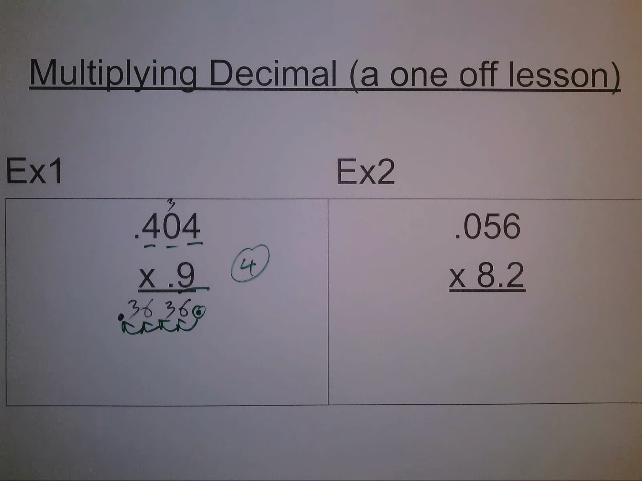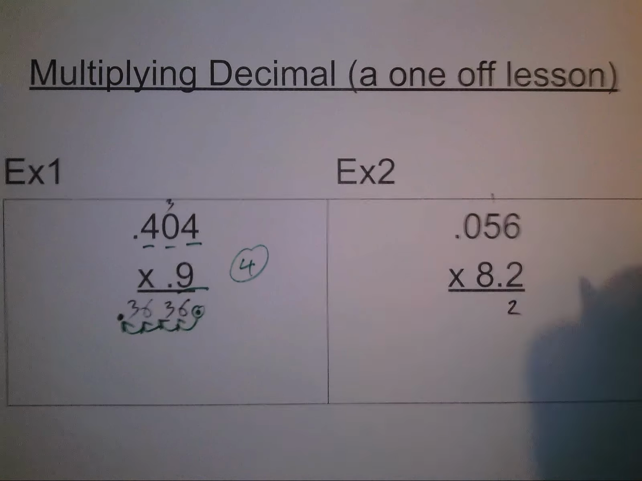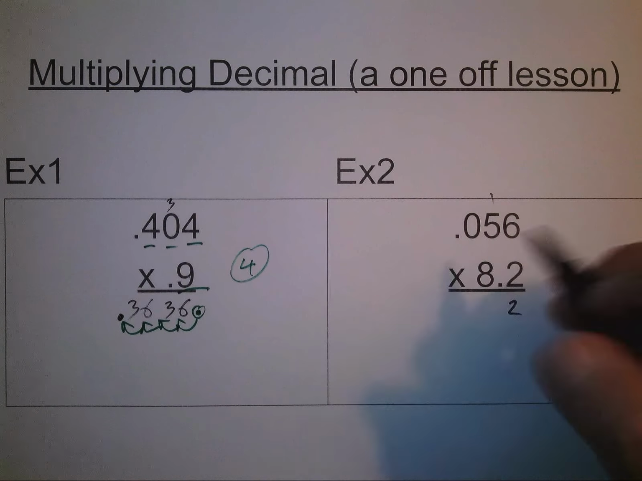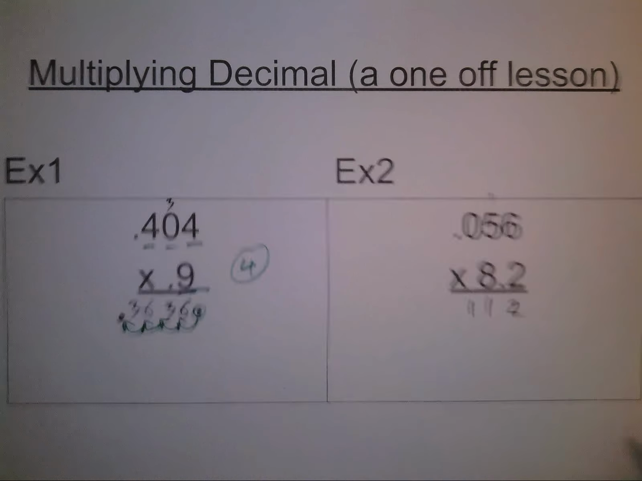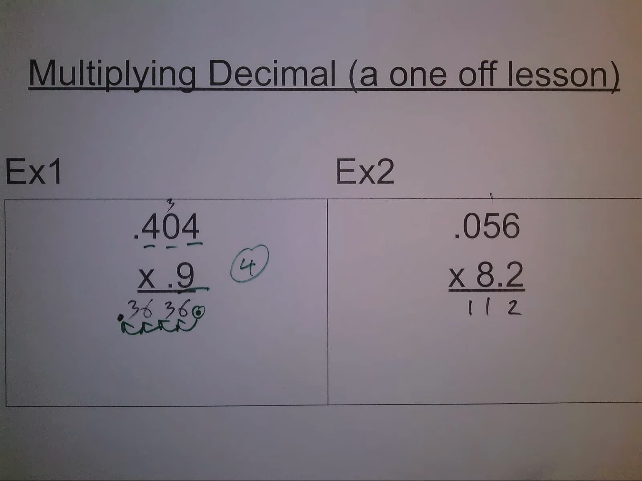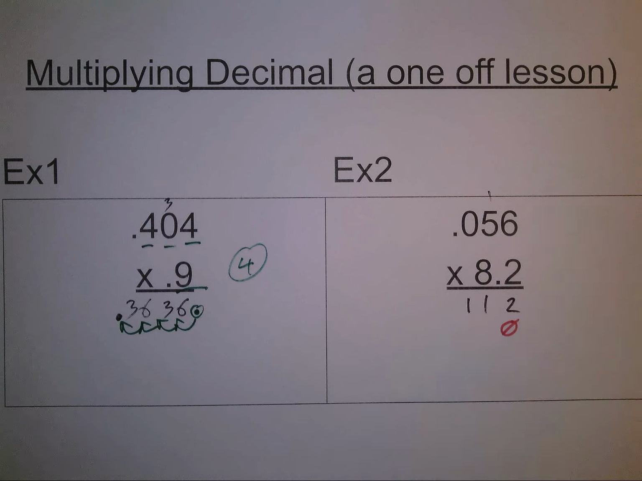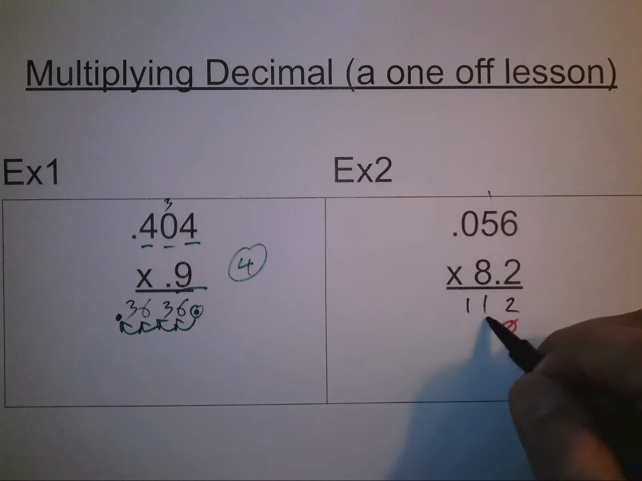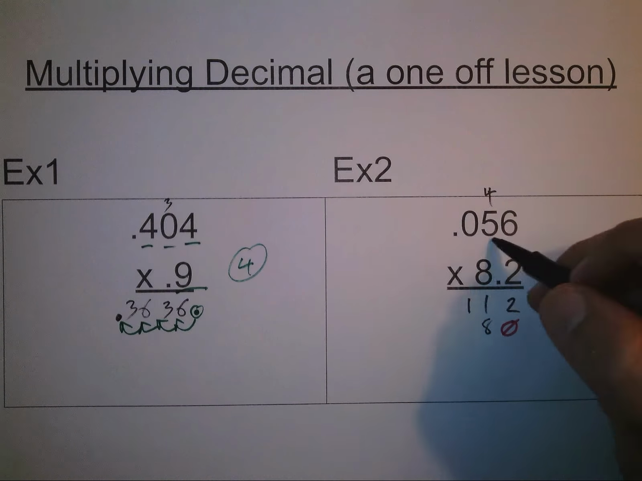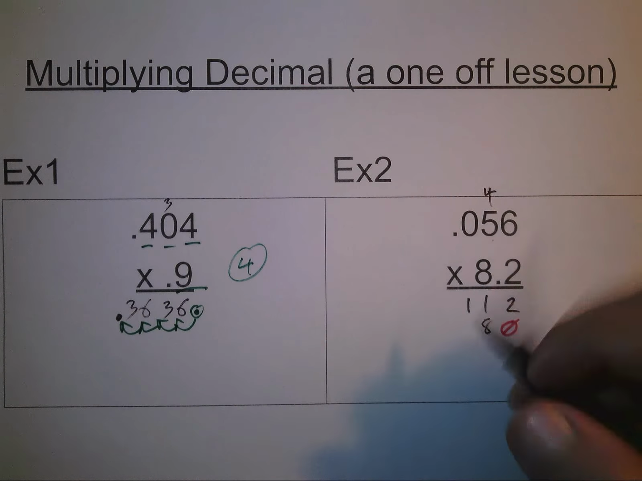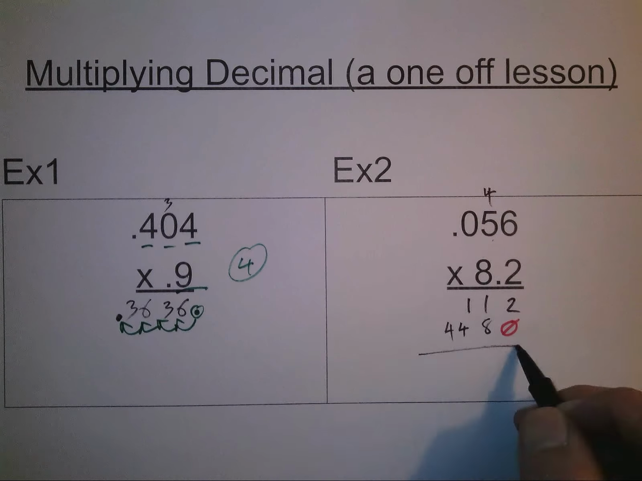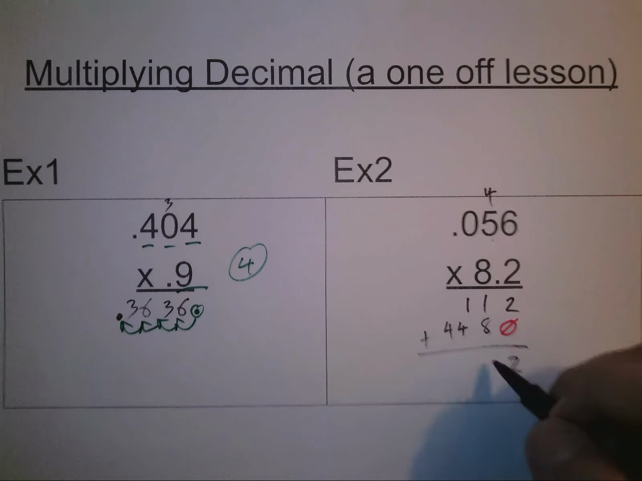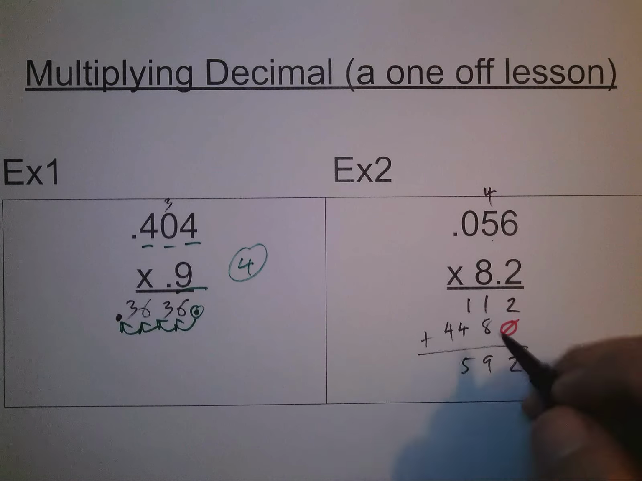I'm going to multiply it like I would a regular multiplication. In other words, I'm going to do 2 times 6 is 12, carry the 1. 2 times 5 is 10, add the 1 to make 11. And now I have to skip a spot to do the next multiplication. 8 times 6 is 48, carry the 4 now. 8 times 5 is 40, plus 4 is 44. And then I go ahead and add these up to get 4,592.